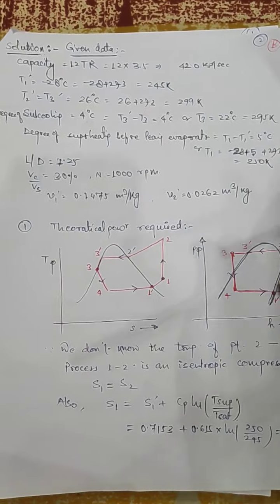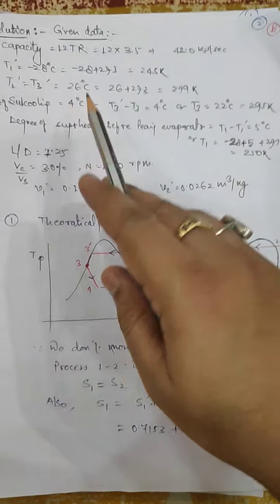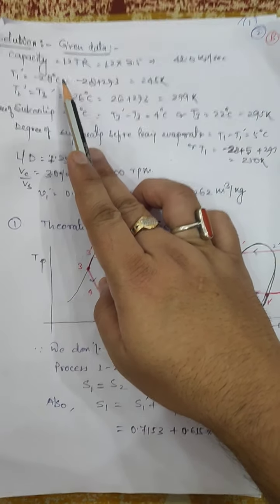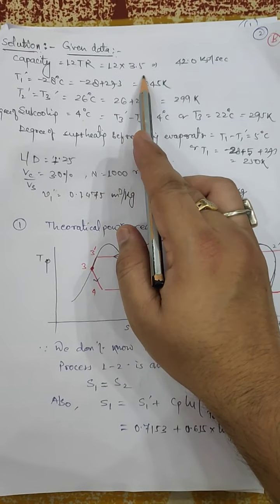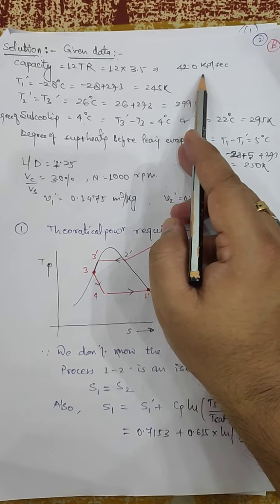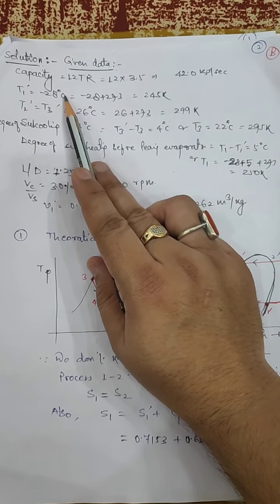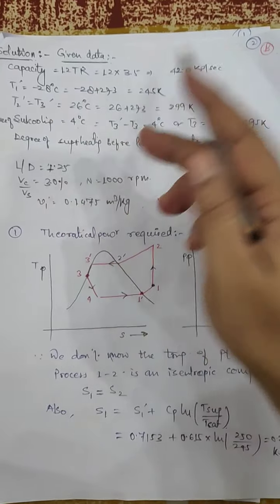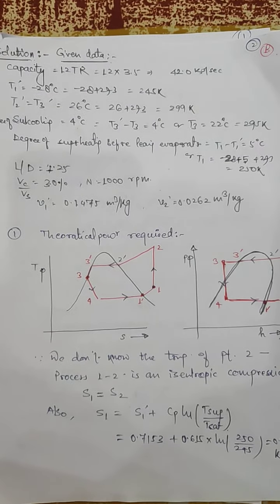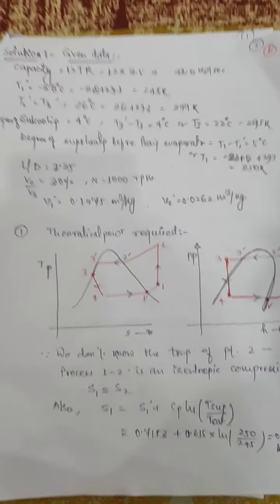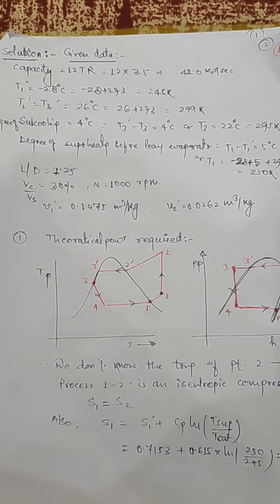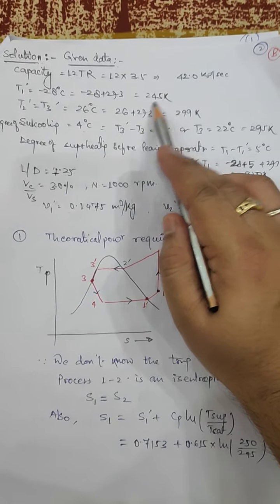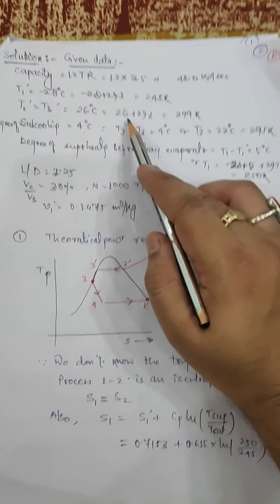So first of all, note down the given data while solving the problem. Capacity of the cycle was given as 12 tons of refrigeration, that is 12 into 3.5, where 3.5 is in kilojoule per second, so we can find it as 42 kilojoule per second. The temperature at point 1 dash, that is the temperature of the saturated vapor at the exit of the evaporator, is given as minus 28 degrees centigrade, that is the lower temperature. We can convert it into Kelvin, so we have this value, 245 Kelvin.